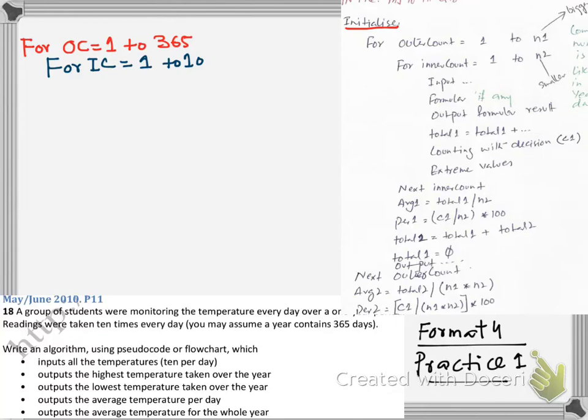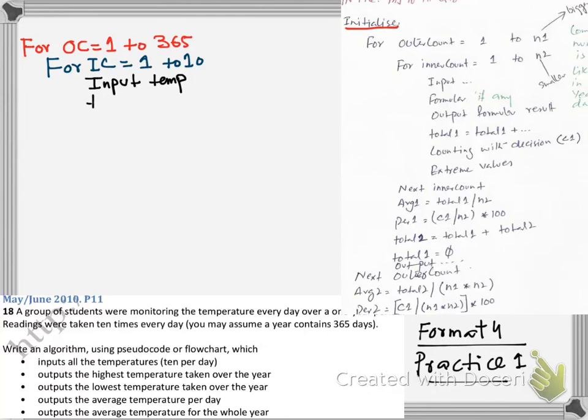Now, as per the situation, we need to find what our input. So this is just one input, temperature. So we would write input, let's write temp, input temperature. There is no formula, so we skip it, but we do need total.